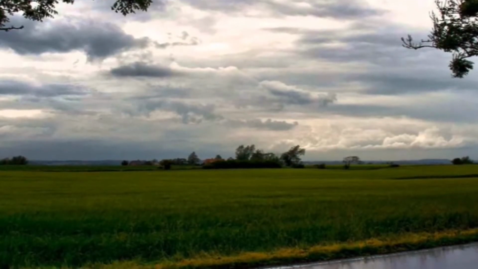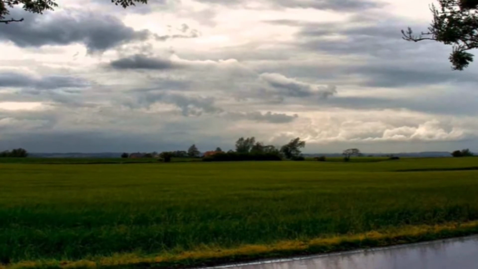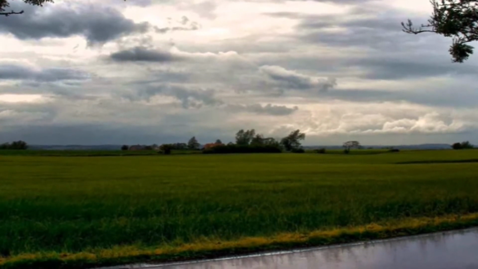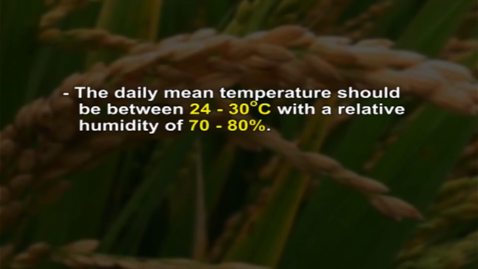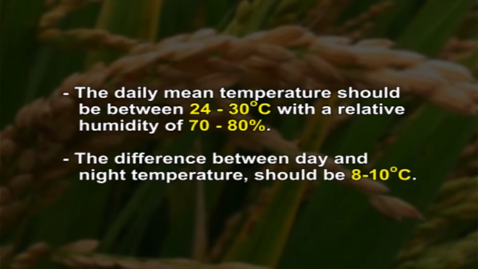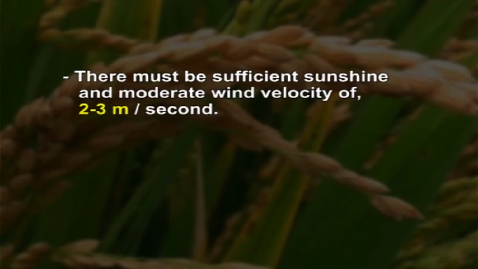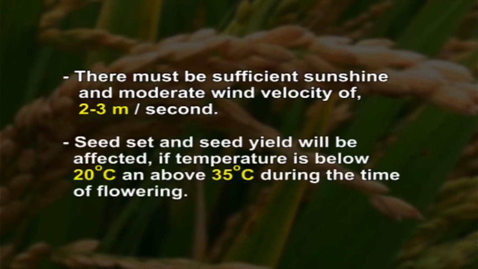In hybrid seed production, favorable climate conditions during flowering are highly essential for higher seed set. The daily mean temperature should be between 24 to 30 degrees centigrade with a relative humidity of 70 to 80%. The difference between day and night temperature should be 8 to 10 degrees centigrade. There must be sufficient sunshine and moderate wind velocity of 2 to 3 meters per second. Seed set and seed yield will be affected if temperature is below 20 degrees centigrade and above 35 degrees centigrade during the time of flowering.